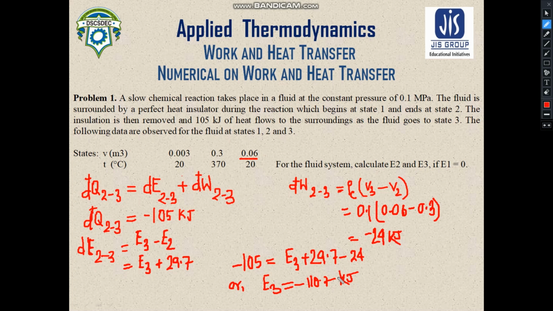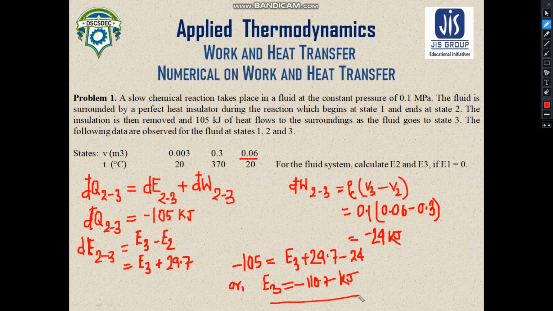In this problem, there was a confusion regarding U and E. We generally use U and E; we can use either of these. But it would be much more specific if you write E rather than U, because E refers to the total stored energy. Since we are discussing the first law of thermodynamics, which deals with energy conservation, this E would be much more specific.